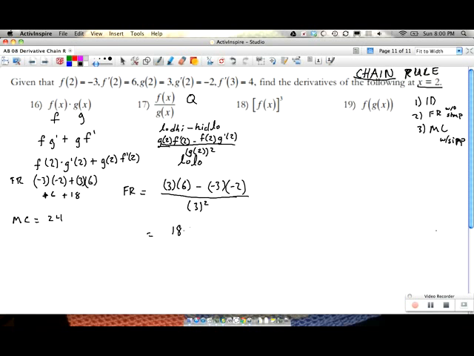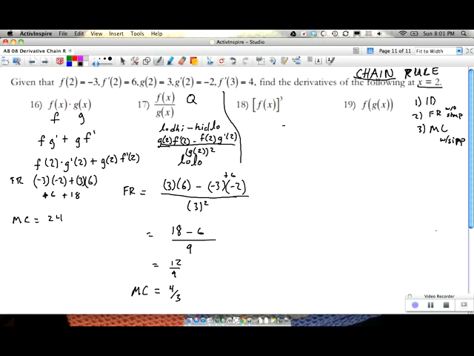So this first top left side of the numerator is 18. This second piece, negative 3 times negative 2 is positive 6. So it's minus 6. And then here on the bottom we have 9. Again, that would be 18 minus 6, which is 12 over 9. And this would be simplified to 4/3. That would be your multiple choice answer. Not too bad.